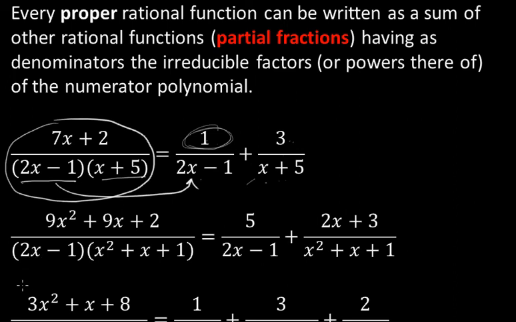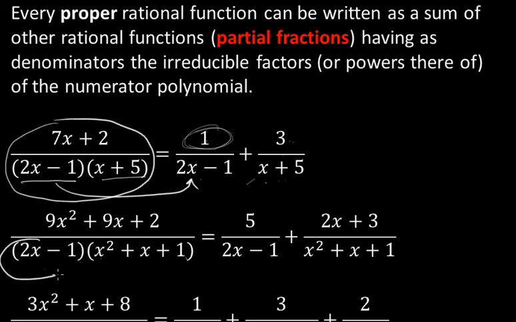Look at the second example. We have a degree 2 polynomial divided by, well, notice the leading term would be 2x times x squared, so that would be third degree. This is proper, degree 2 over degree 3. The denominator factored is 2x minus 1 times the irreducible polynomial x squared plus x plus 1. It's going to split into the sum of two rational functions, both proper. One of them will have denominator 2x minus 1.